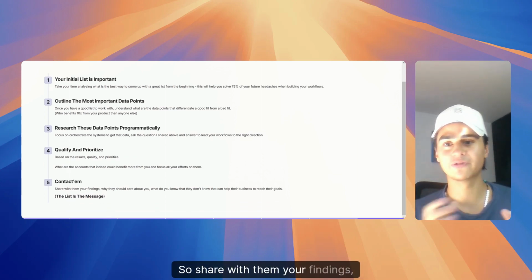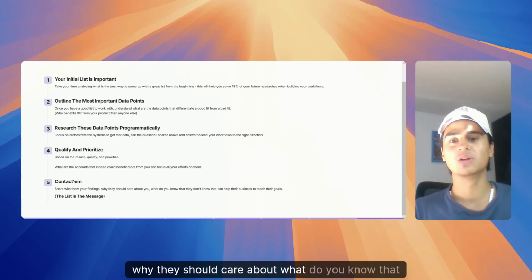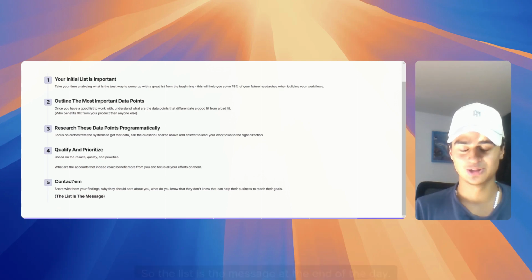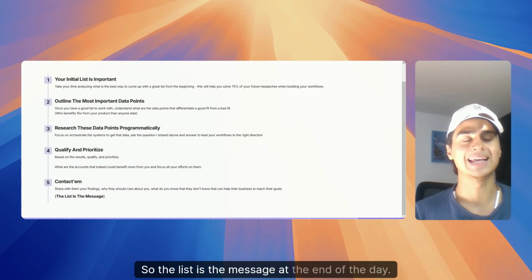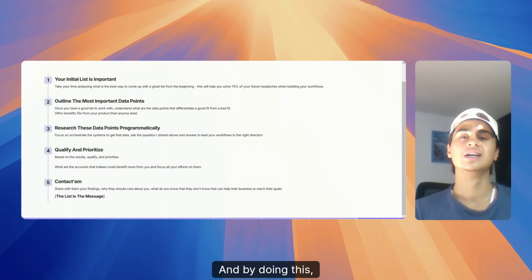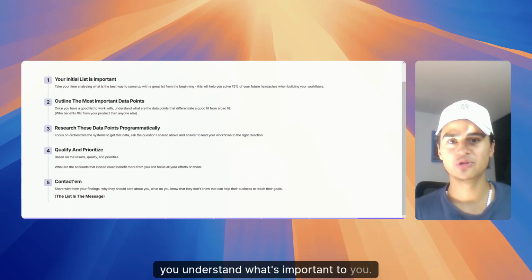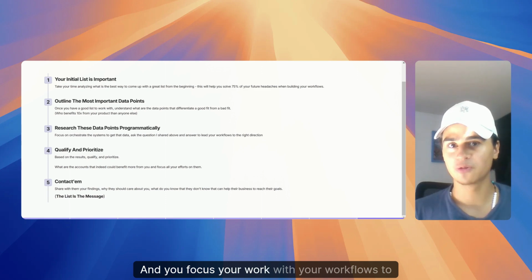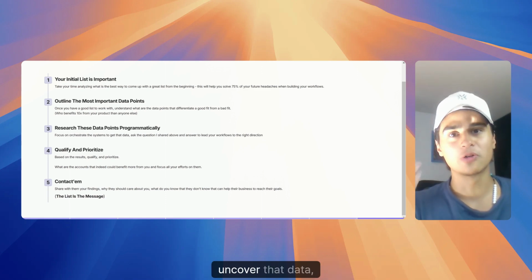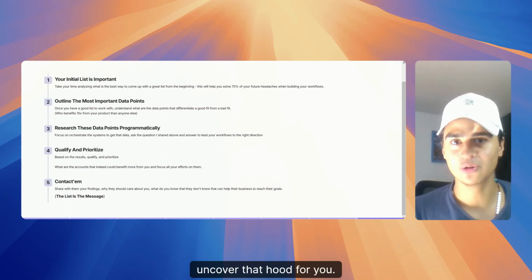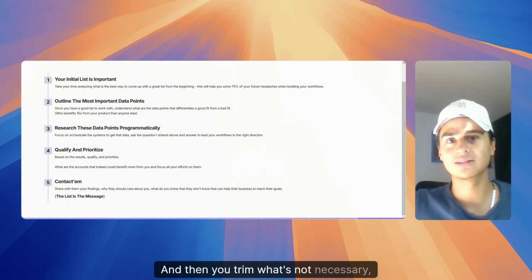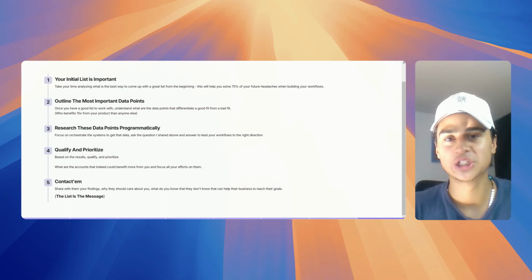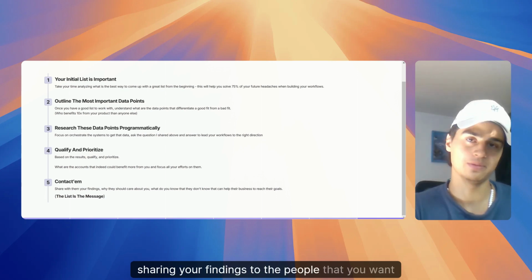Share with them your findings, why they should care, and what you know that they don't know that can help their business reach its goals. The list is the message at the end of the day. By doing this, you understand what data really matters to you, and you focus your workflows on uncovering that truth. Then you trim what's not necessary, focus on what's important, and provide value by sharing your findings with the people that you want to target.